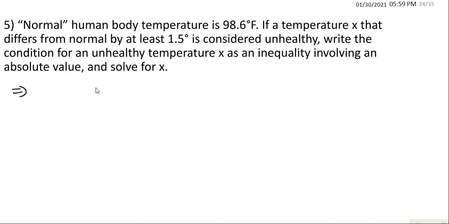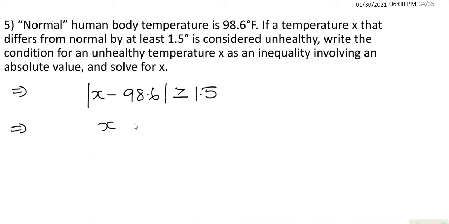So if the temperature differs from normal by at least, we have |x - 98.6|, where 98.6 is the normal body temperature, at least, that is greater than or equal to 1.5. That is, the least difference between x and 98.6 is 1.5, so it can be 1.5 and above. Okay, so this is how to represent it, and this is the absolute value inequality representing the problem. And then we are asked to solve for x.